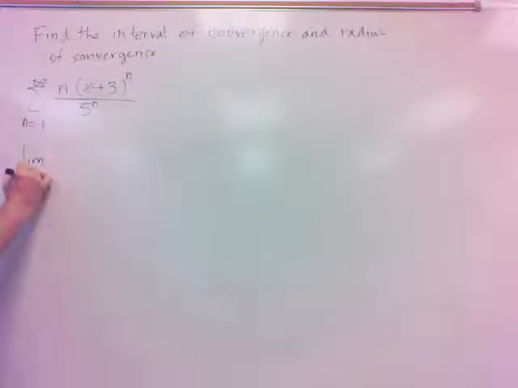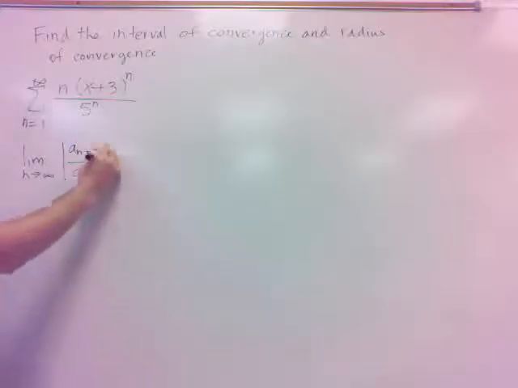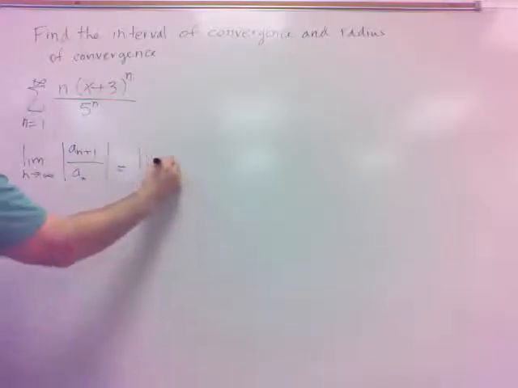All right, let's go with this next example here. I'm finding the interval of convergence and radius of convergence for this power series, and more often than not it's the ratio test that we use here. So we need to look at the limit as n goes to infinity of the a sub n plus 1 term divided by the a sub n term. So what is that in this case?